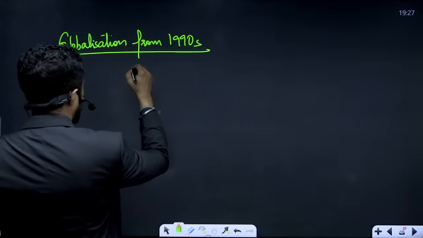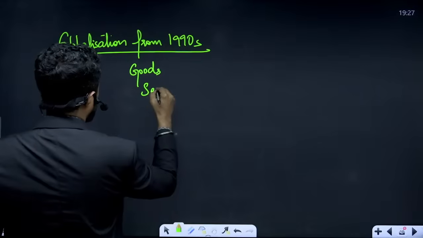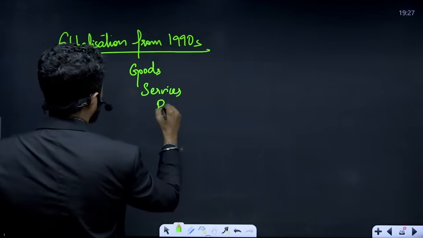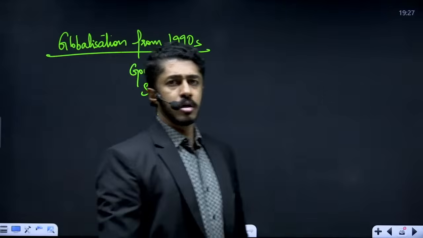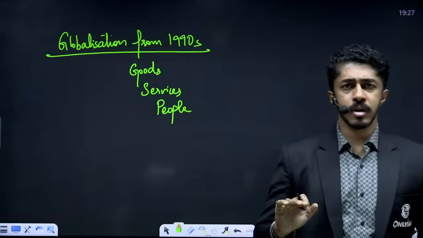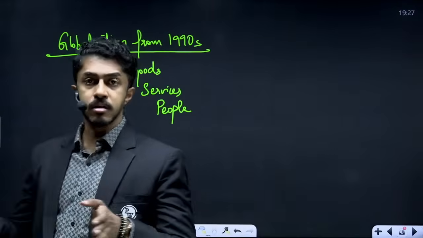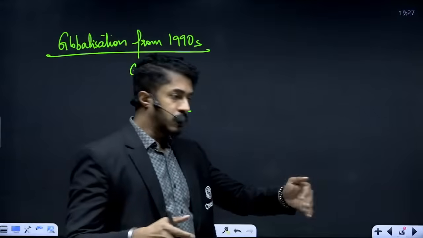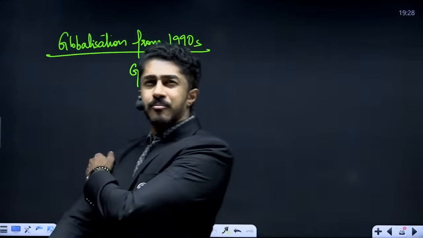Basically, it means free movement of goods, services, and obviously people. Borderless. No trade, nothing. No borders basically for anything and everything. People can move freely, goods and services can move freely. That is the idea here.